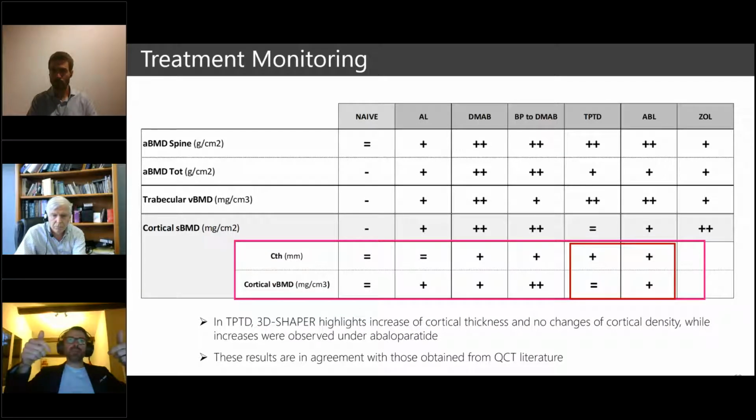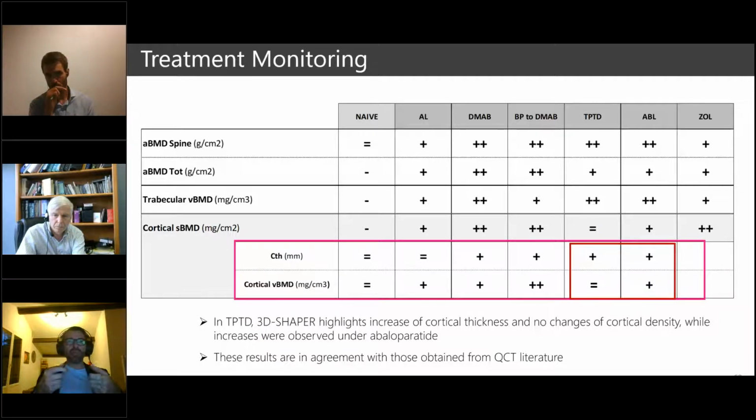When splitting this combined cortical parameter, we have observed that this increase of the cortical surface BMD under alendronate is driven by an increase of the density only, with no changes of the cortical thickness, while under denosumab, for both denosumab or denosumab previously treated by the bisphosphonate, this increase is driven by both an increase of the density and an increase of the thickness.